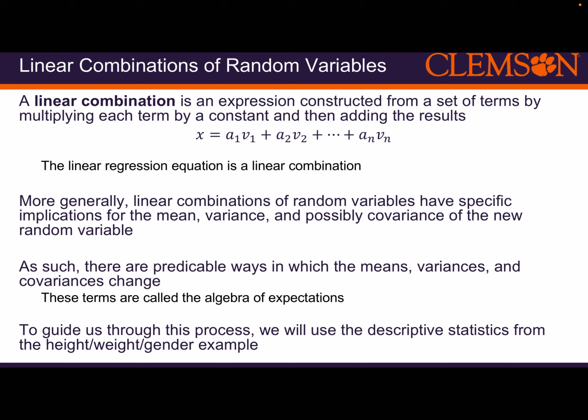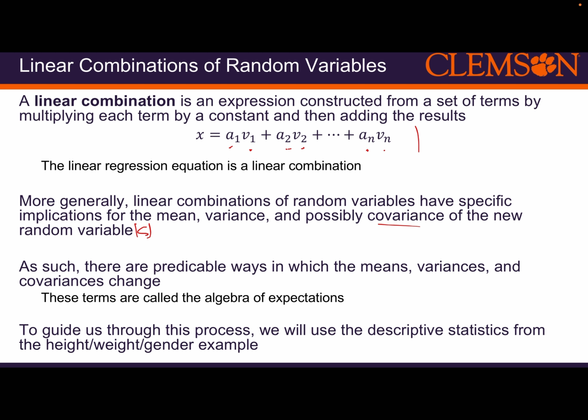This is the mathematical notation in general: a1 times v1, a2 times v2, all the way to an times vn. We see this a lot in multivariate statistics. I just showed it to you in linear models, like linear regression. We might see this in principal components analysis, where each of these is a weight, and each of these are the original values. We get to that later in a multivariate class. But more generally, linear combinations of random variables have specific implications for the mean, variance, and even covariance of the new random variable or random variables, because covariance needs more than one.